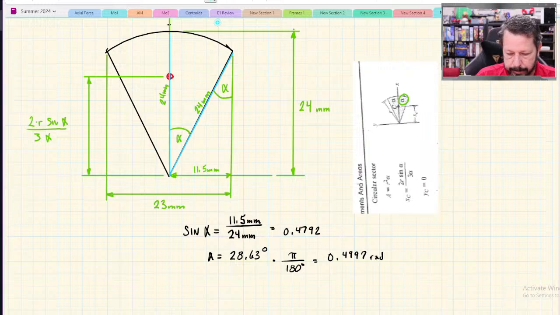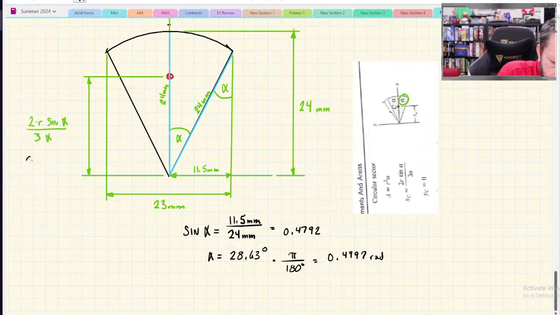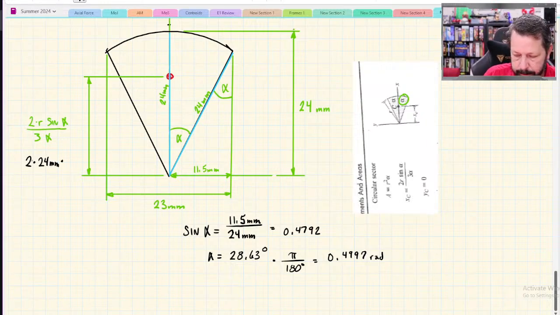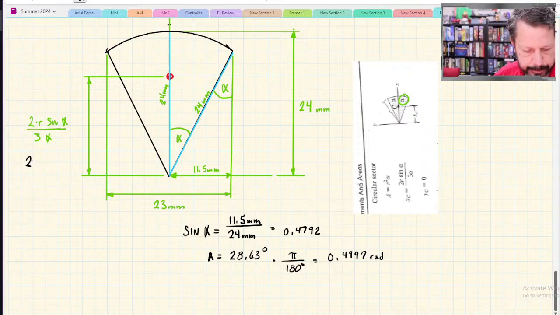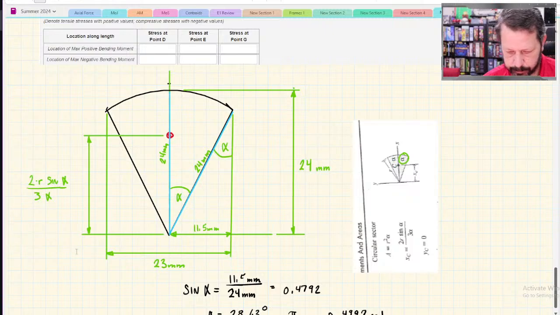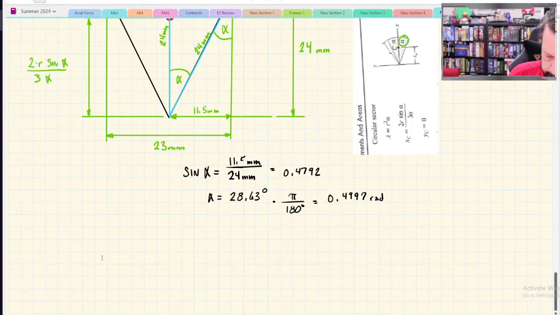Okay, so we have everything, I think, to be able to plug into the 2r sine alpha over 3 alpha. So that would be 2 times the radius, which is 24 millimeters, times the sine of alpha, which we have right over here. We just solved it, 0.4792. I'll probably need to move this somewhere. So let's just put it down here.